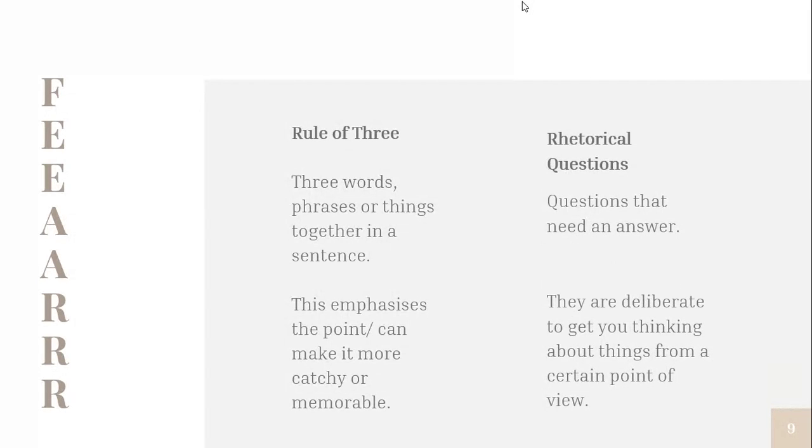Last but not least, then, rhetorical questions. Again, we've already spoken about rhetorical questions in the 5 a day. It's that kind of question that doesn't really need a proper answer. It's more to get people thinking about things from a certain view or direction.